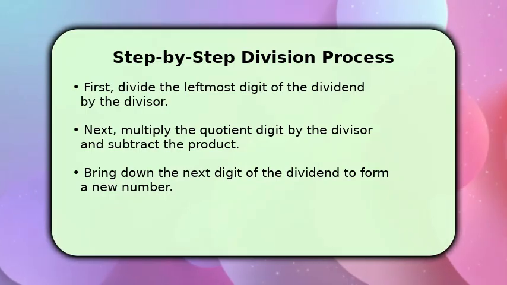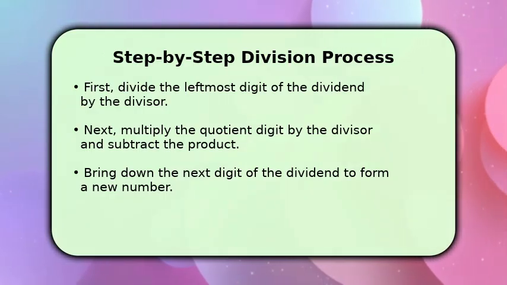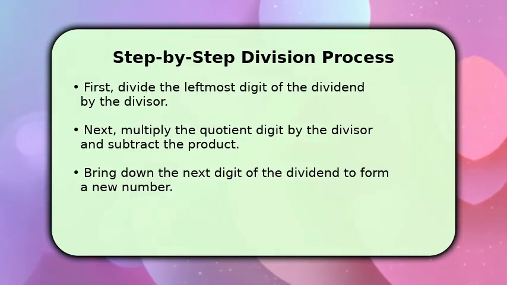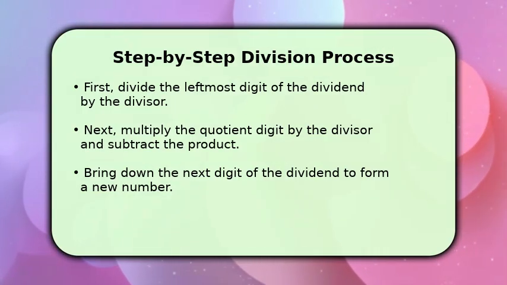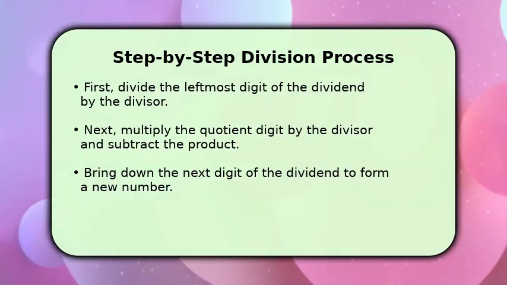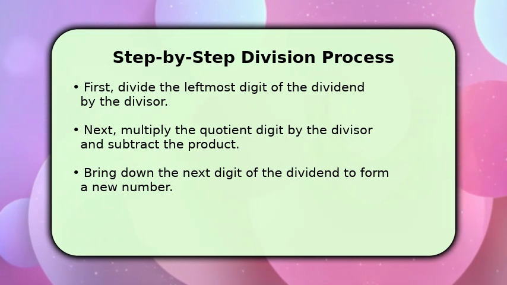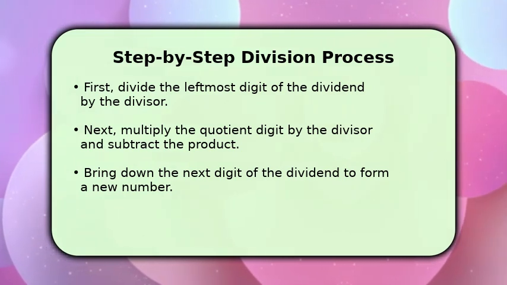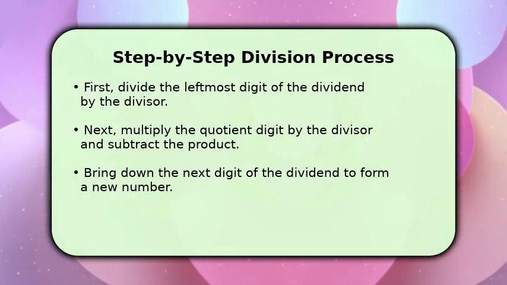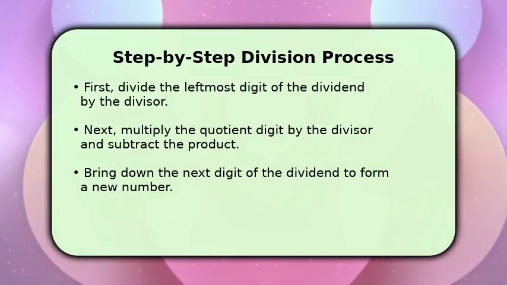Now, let's walk through the process. Begin by looking at the first digit or first few digits of your dividend. Divide that portion by your divisor. Write the result as the first digit of your quotient. Then, multiply that quotient digit by the divisor and subtract it from the dividend portion. Bring down the next digit and repeat these steps until you've worked through the entire dividend.